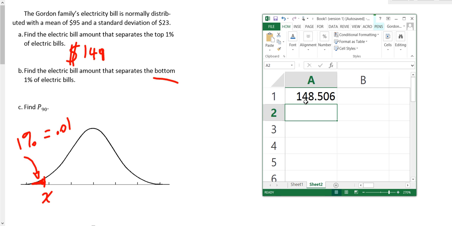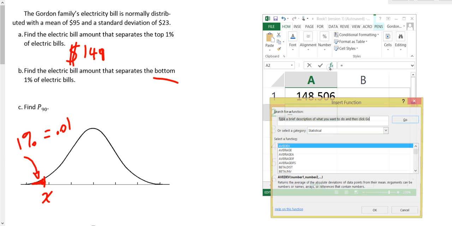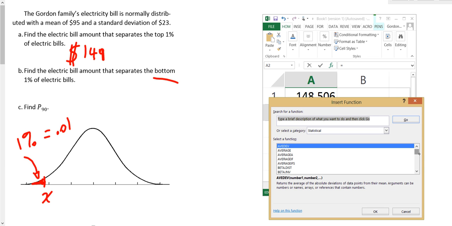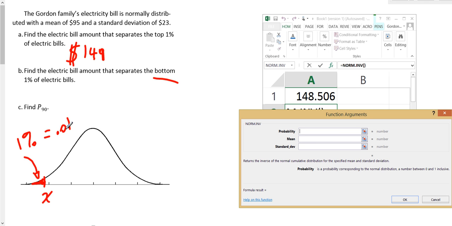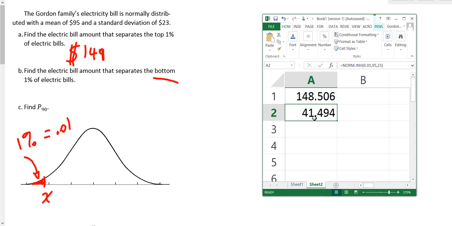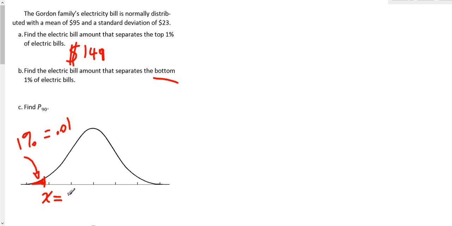All right, so let's go back and put it in cell A2. In cell A2, I'm going to hit FX again. It's already on statistical. I'm going to scroll down to norm.inv, select it, click OK. Since I have 0.01 to the left, that's the probability I type in, because remember, Excel only takes the area to the left as an input. The mean is 95 again, and the standard deviation is once again 23. So we click OK, and the x value that separates the bottom 1% is approximately $41.